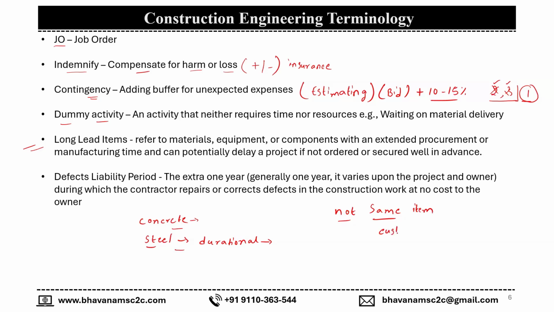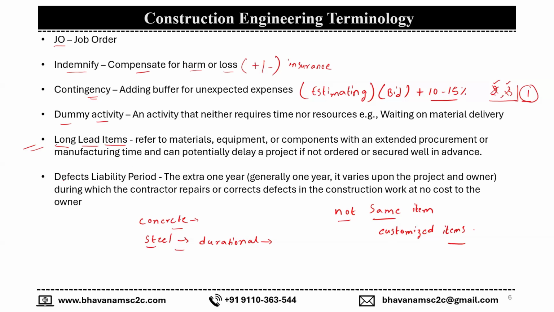So customized items, whatever the customized items that are not existing in the market, or that have to be manufactured according to the contractor's requirement, those items may definitely take a long time to produce, and it should not impact the duration of the project. Accordingly, you will order those products well in advance. Such items are called long lead items.